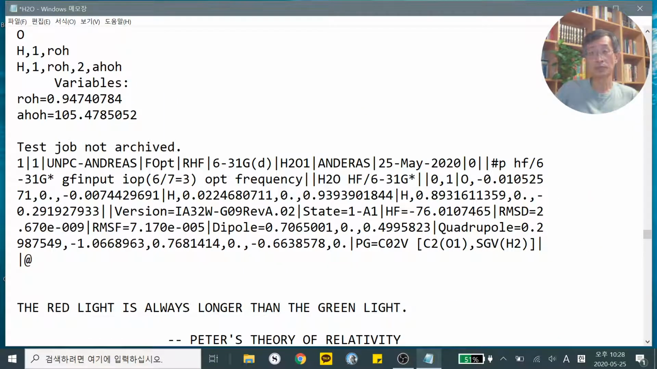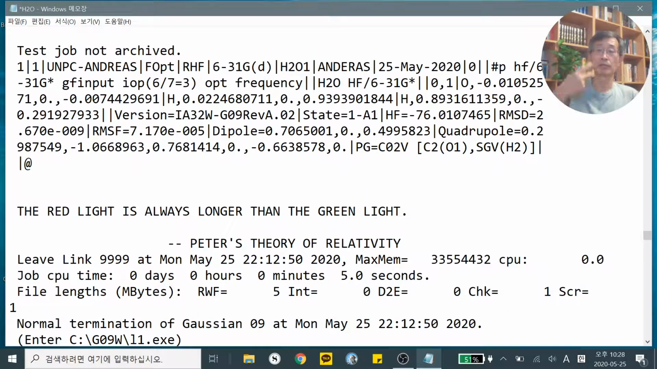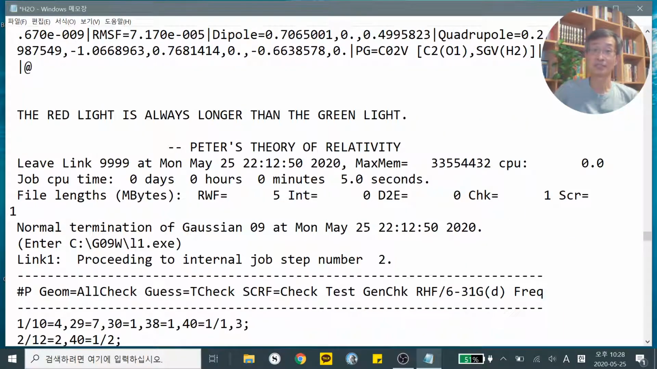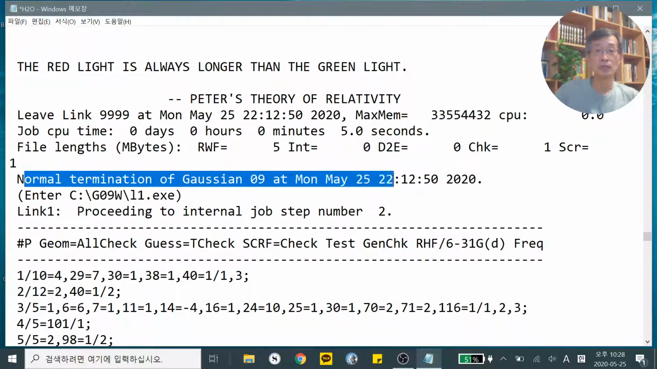So that's the first step. I asked for two things, optimization and the geometry frequency calculation. The Molden people ask us not to combine these two, to keep them separate, but I just did that for this version. It accepted it, so you may do that too. It says there is a normal termination for the Gaussian job.